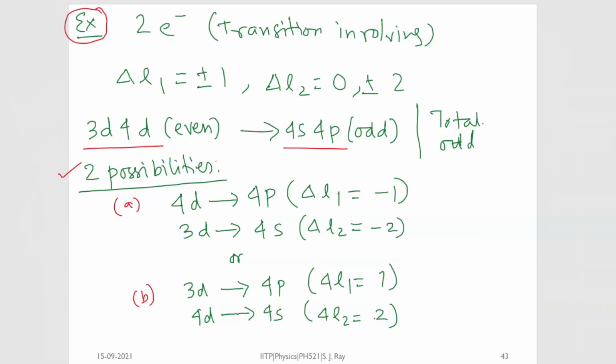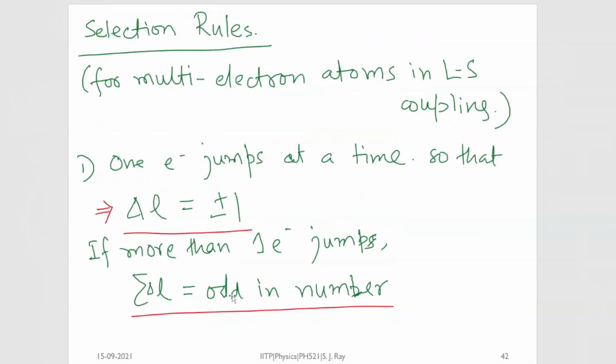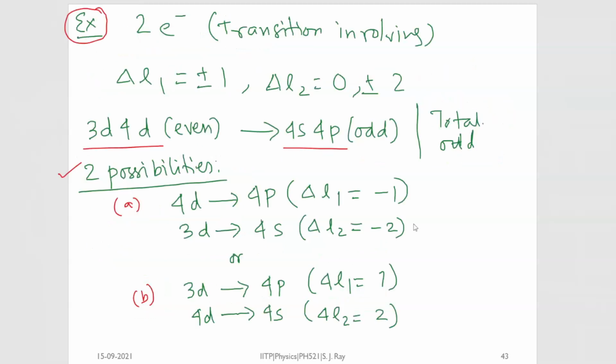Okay, so as we mentioned in the last slide, for such a case the total sum of this delta L has to be odd in number. And here we see that delta L1 plus delta L2, this sum is odd, and here also delta L1 plus delta L2, that sum is odd. Okay, so these kinds of transitions are allowed.